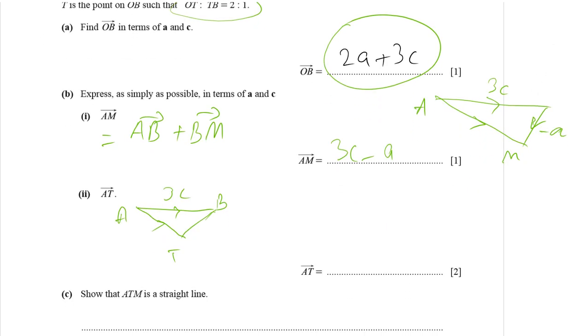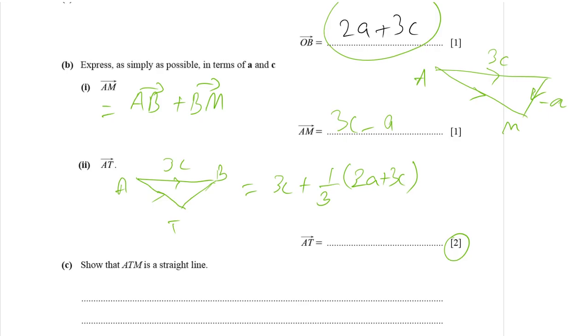So I can write it like this: your AT would be 3C plus one third, one part out of three parts, of 2A plus 3C. And as it is a two marker, definitely you need to give it in simple form, and they have asked us to simplify as well. So it would be 4C plus 2 by 3A.